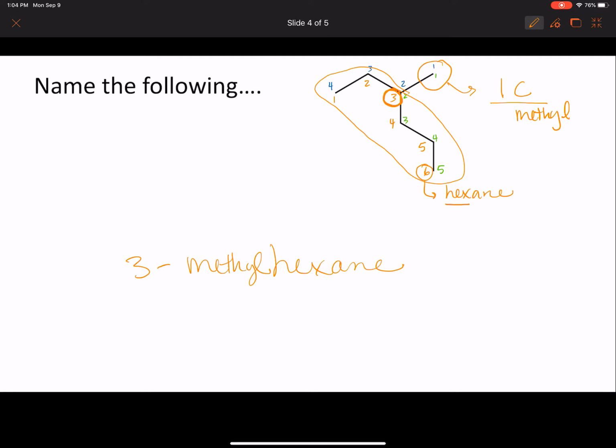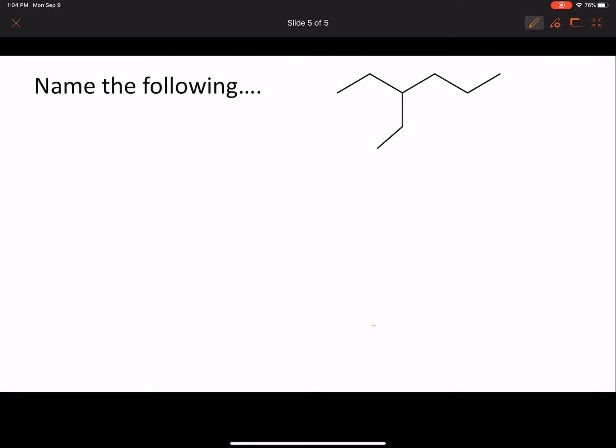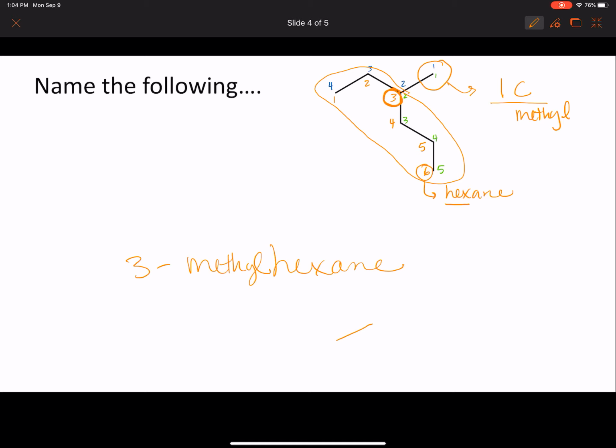So while this looks kind of crazy to us, really, we could go back and we go 1, 2, 3, 4, 5, 6. There's hexane. And I could take that 3rd carbon and put a methyl, and now it looks less scary. This and this would be the same. This is probably as hard as we would get on an exam.